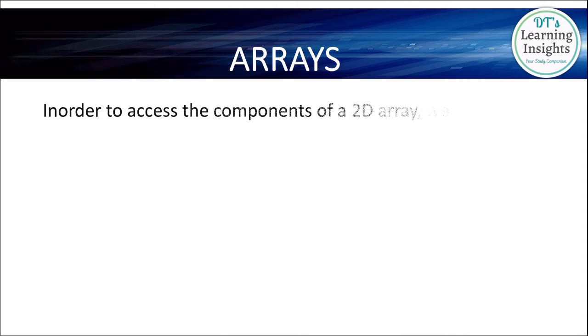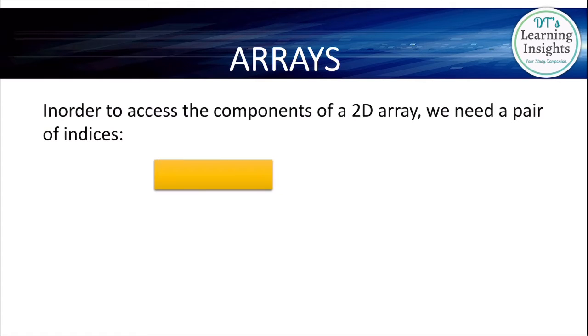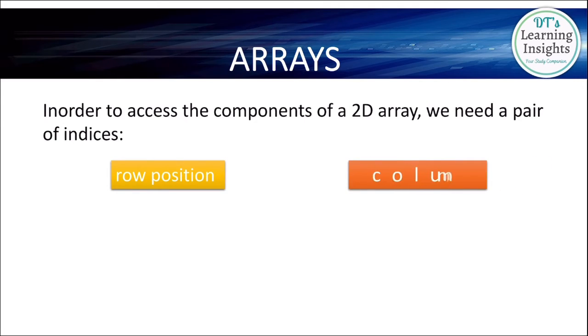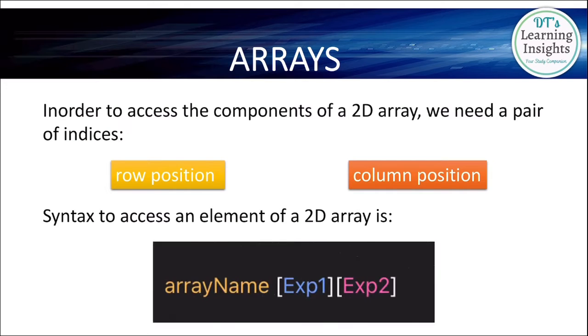In order to access the components of a 2D array, we need a pair of indices, that is, the row position and the column position. The syntax to access an element of a 2D array is as follows.